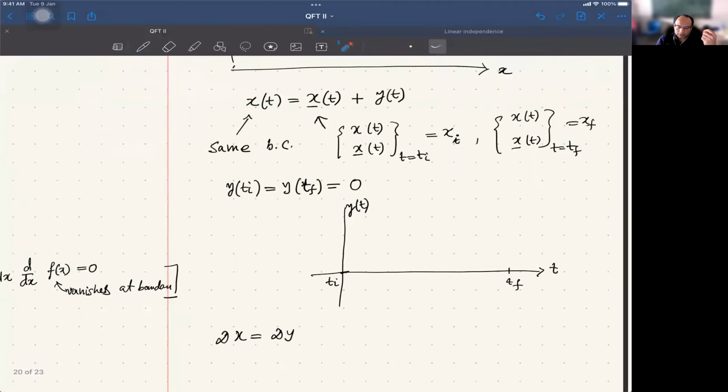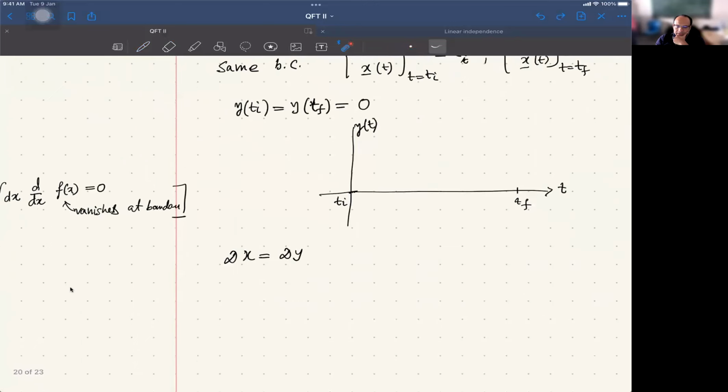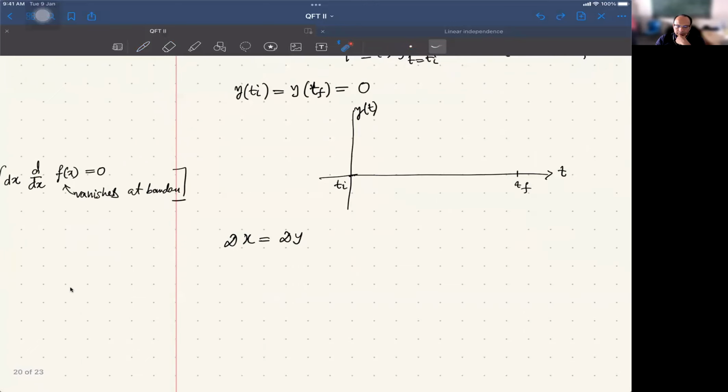now y boundary of the y path integral. The point is that the boundary of the y path integral would be like a very largely deviated path satisfying the same boundary condition, something like that. Now, this is not a very well defined concept.